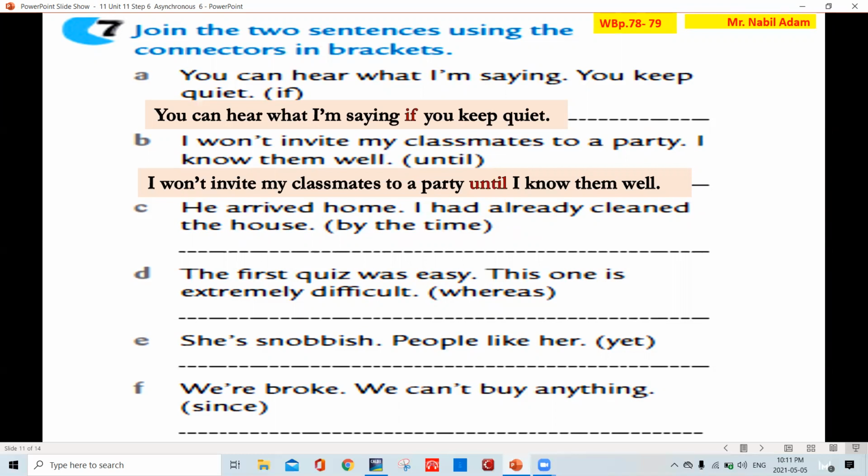He arrived home. I had already cleaned the house by the time. Here, what does it express? One event and a second event. Two actions happened in the past. One happened before the other. The first action should be past perfect. So we say, by the time he arrived home, I had already cleaned the house. Can you reverse it? Yes. I had already cleaned the house by the time he arrived home.